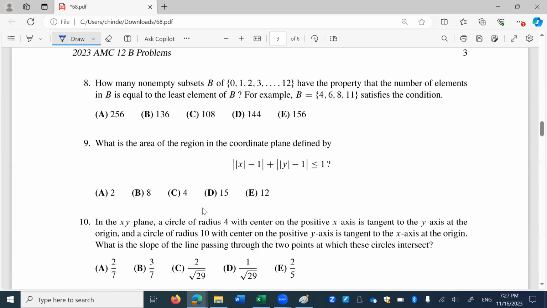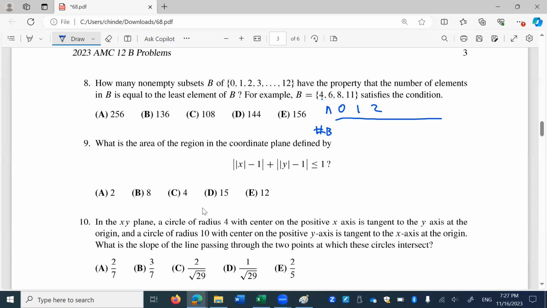How many non-empty subsets of the set of integers from 0 to 12 have the property that the number of elements is equal to the least element of B? For example, this is a 4-element subset where 4 is the smallest element. Okay, well, let's make a table of values here. So n can be anywhere from 0 up to 12, and then the number of B that have n as the least element.